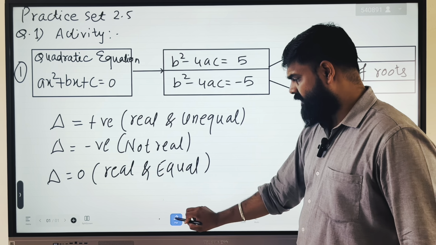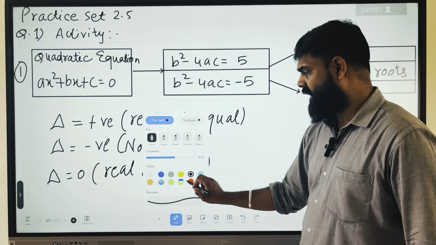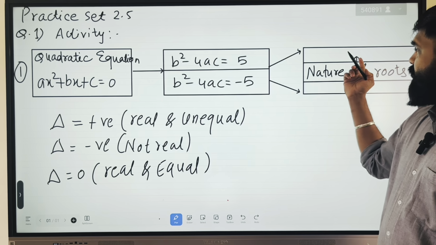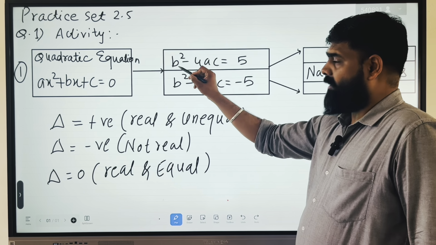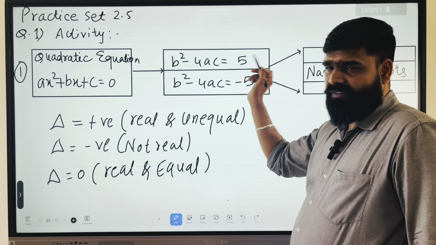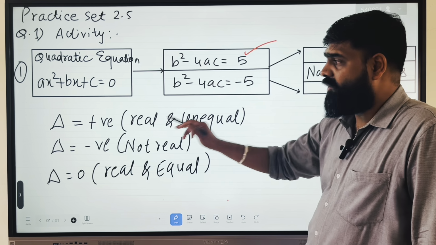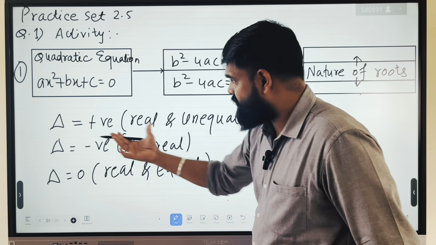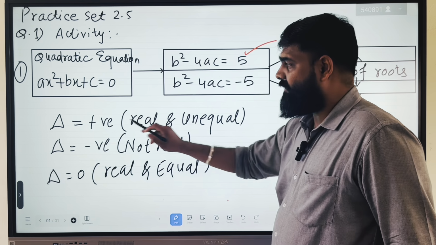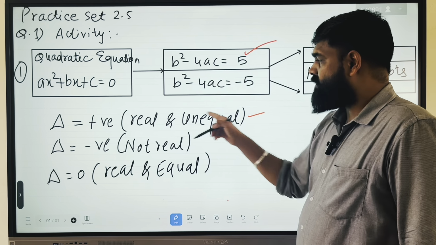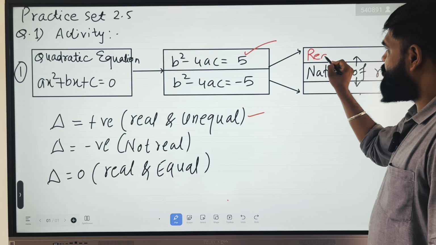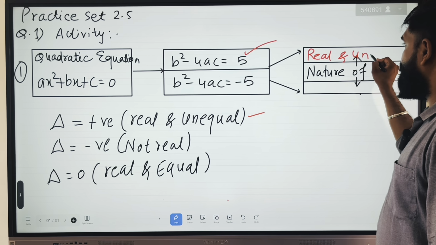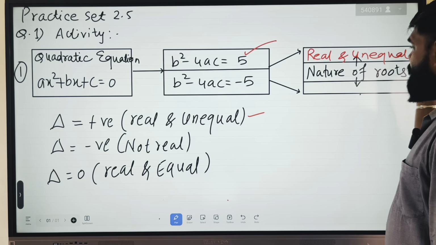So now let us take question number 1. b square minus 4ac is equal to 5. So this is the positive value. According to these conditions, if our discriminant value is positive, then our roots are real and unequal. So we can write here: our roots are real and unequal. This is the correct answer.